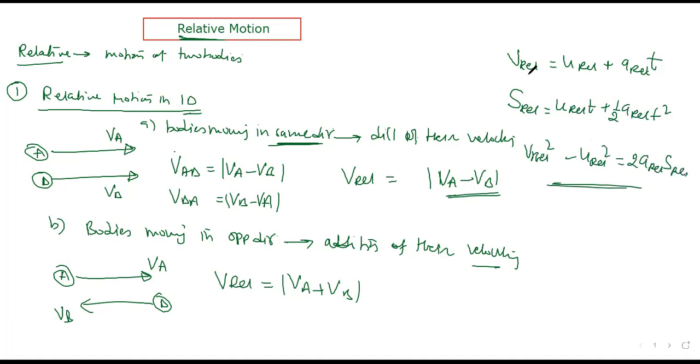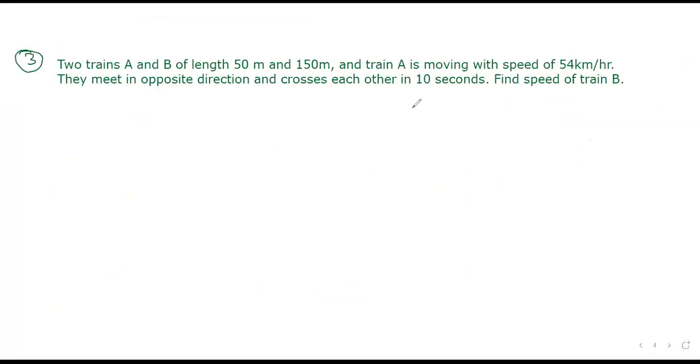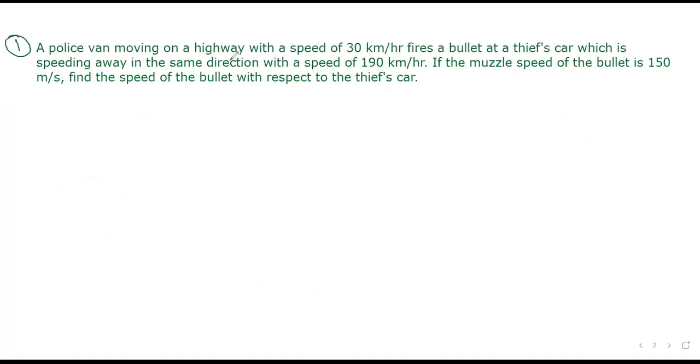Generally we will not use this. They ask very easy questions. So let's see some basic questions on these, okay? Let's see this question first. So this question says, let's read it. A police van is moving on a highway with a constant speed of 30 kilometers an hour, fires a bullet at a thief's car which is speeding away in the same direction.